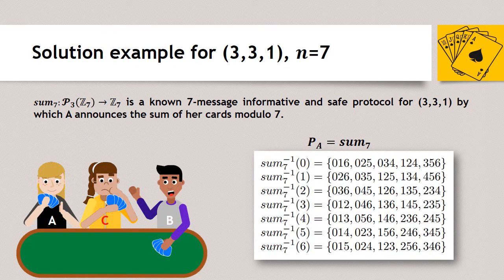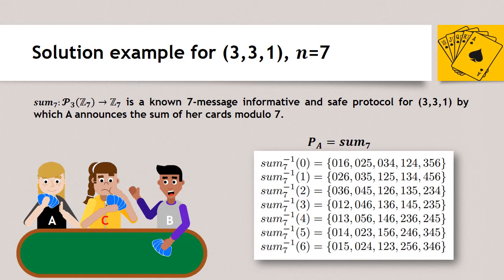A well-known informative and safe announcement protocol for the classic Russian cards problem is one by which Alice announces the sum of her cards modulo 7. Then, this is a 7-message protocol that can be described as a collection of announcements as shown in the slides, meaning that the message M is associated with the set of all hands such that the sum of their cards modulo 7 is M.